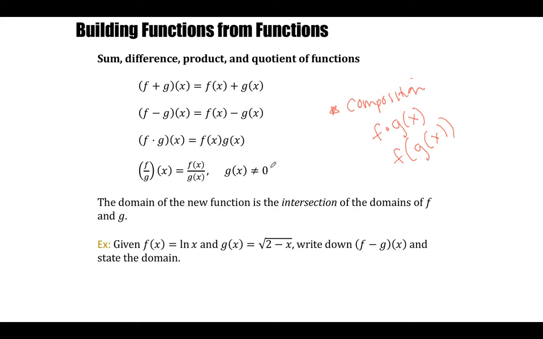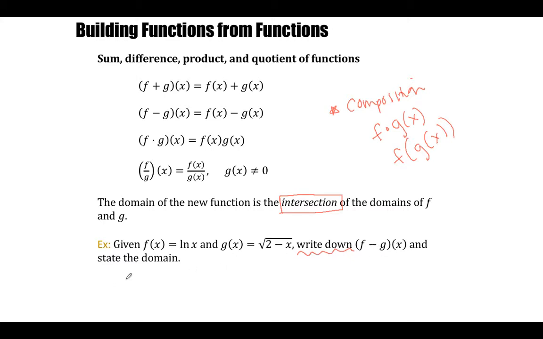And then dividing, and be careful here that g of x, the function that you're dividing by, can't be 0, right? Logically, can't divide by 0. So the domain of the new function is the intersection, so it's like the combination of the domains of both f and g. So in this first example, f of x equals ln of x, and g of x equals the square root of 2 minus x. Write down f minus g of x, and state the domain.